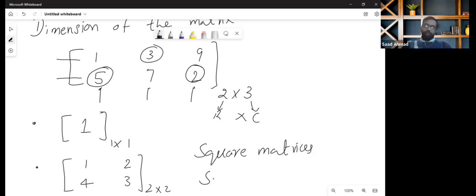They have the same number of rows and columns.